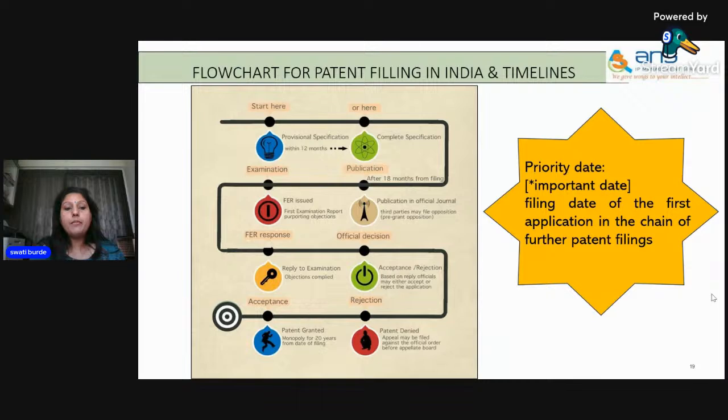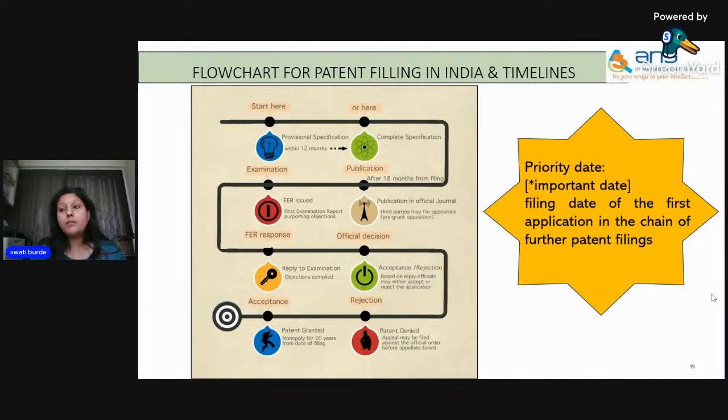Then the first examination report is issued. There is no fixed timeline for when it will be issued, but generally, it is issued by 6 months or 8 months from the date of publication. So we suggest that you file your Form 18 earlier, while filing your patent application, because it goes in the queue of the examination. If you have not made the request, then they will not process. So we suggest that you file your Form 18 at the time of filing or as early as possible.